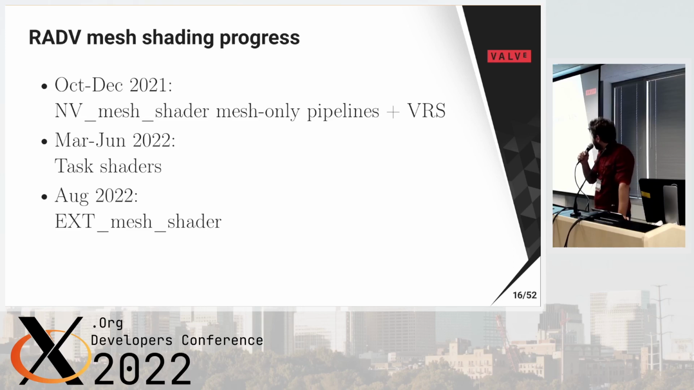So by the end of last year, we already had mesh-only pipeline support in Mesa. And earlier this year, we merged task shaders. And of course, by now, we also have the cross-vendor extension that Ricardo was talking about.